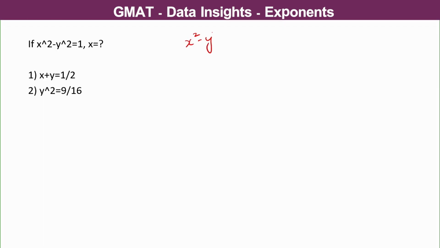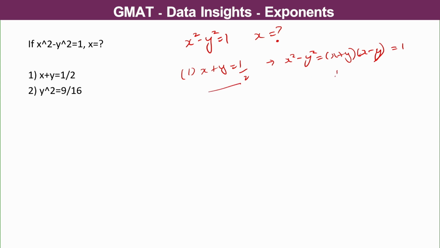x square minus y square is equal to 1. What is the value of x? Okay, the first statement says x plus y is equal to half. We know that x square minus y square is equal to x plus y into x minus y, and it is given as 1. And x plus y is half. When you substitute that here, you have half into x minus y is equal to 1. So x minus y is equal to 2. You have two unknowns and two equations, so you can easily solve what the value of x is. Therefore this is sufficient to answer the question.